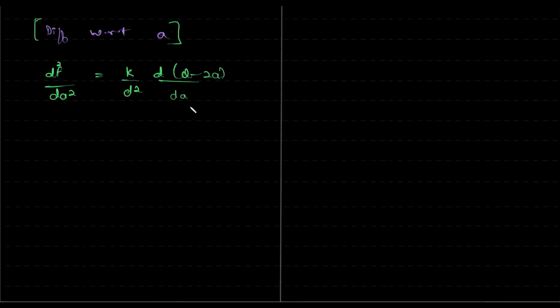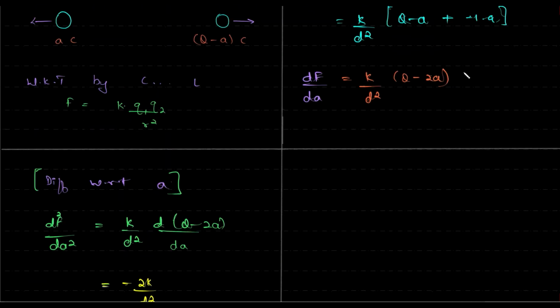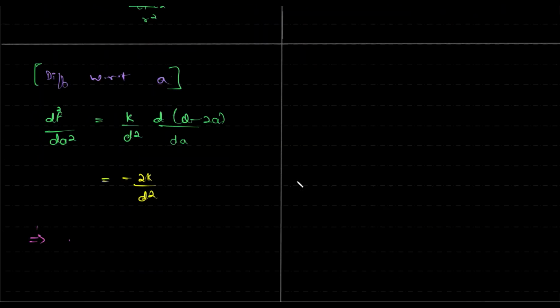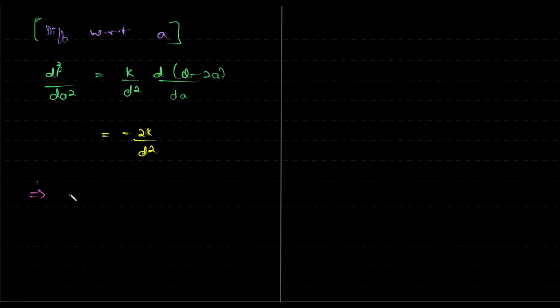Q is a constant, and differentiating minus 2a will give us k by d square into minus 2 into da by da, that is 1. So basically this is minus 2k by d square. Again, this has to do with differentiation. I can't go into detail. From this, it implies that wherever the first derivative is 0, that's the point of maximum, right?